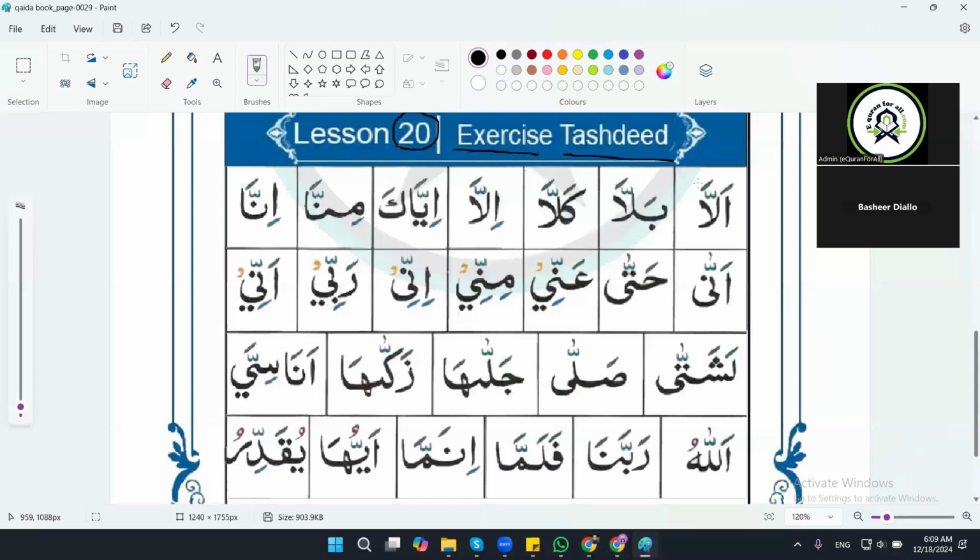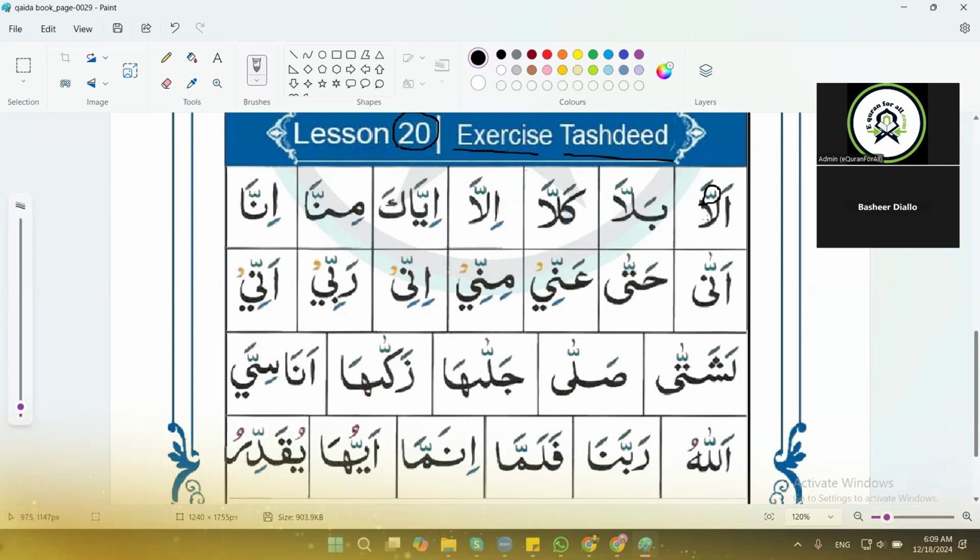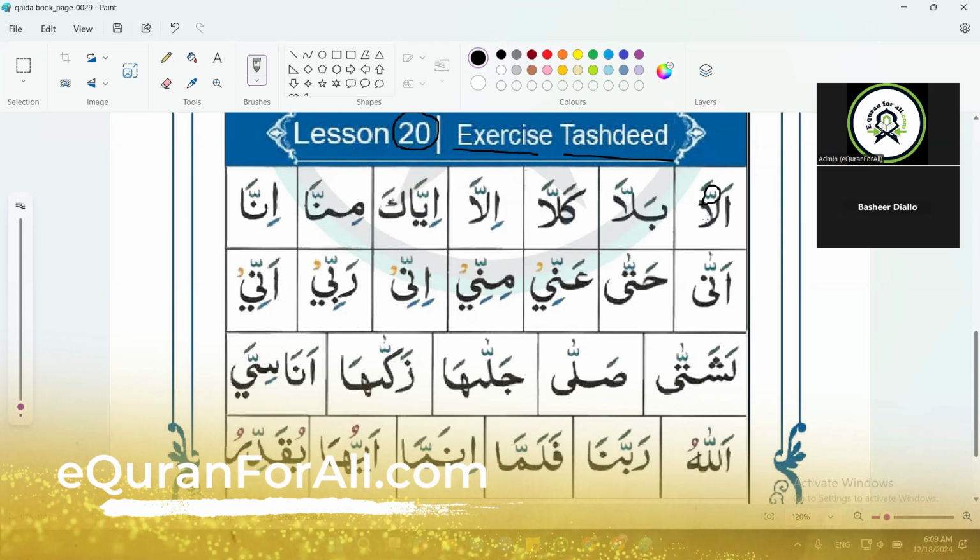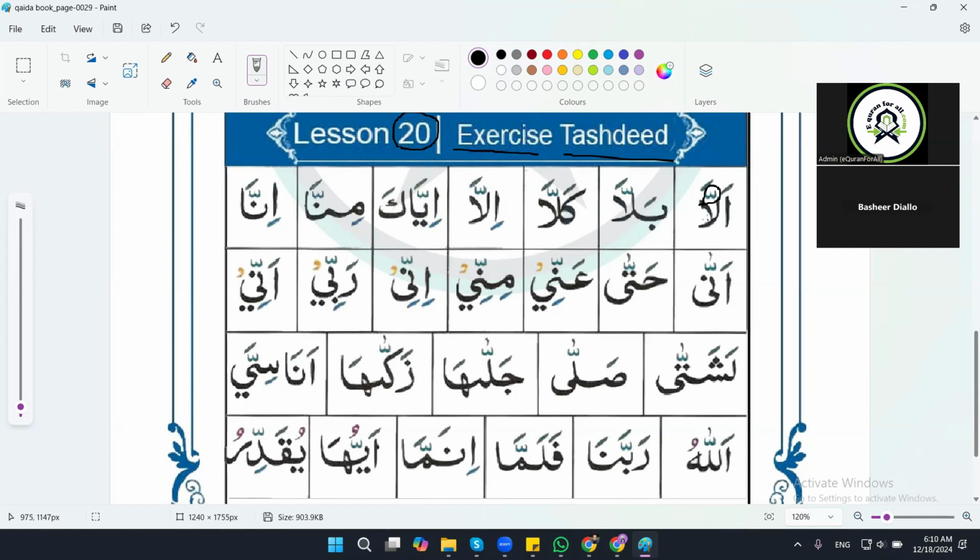So first of all, can you please tell me what is the name of this sign? Tashdeed, or we can also call it Shad. Okay, and how does the Shad look like? It looks like a tiny W. Yes, very good.